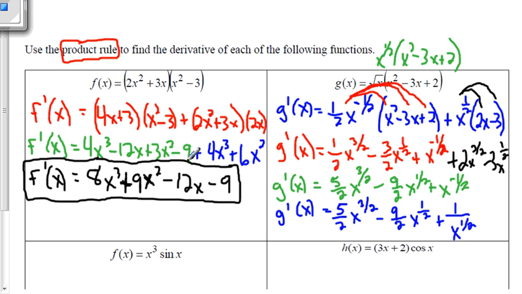Okay, so here's the first two. And just make sure on the second one we change the square root of x to x to the 1/2. And again, what's the product rule say? The product rule says take the derivative of the first times the second function, add that to the first function times the derivative of the second function.